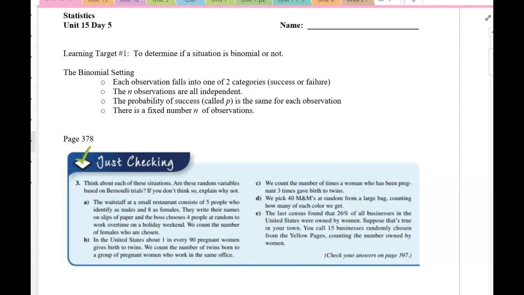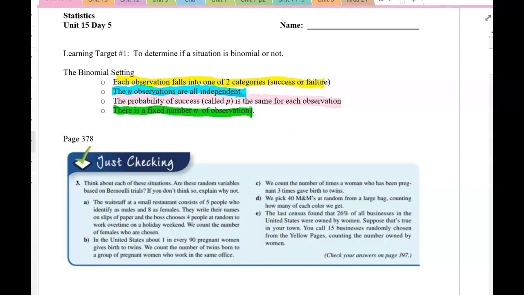So if you look at the handout or the screen, there are four things to be binomial. You need two outcomes, which we typically say success or failure. The observations need to be independent. The probability of success needs to be the same for each observation. And the last thing is there needs to be a fixed number of observations.